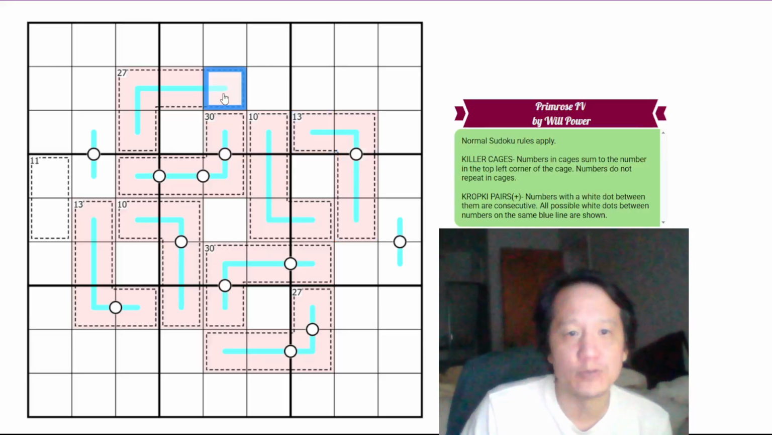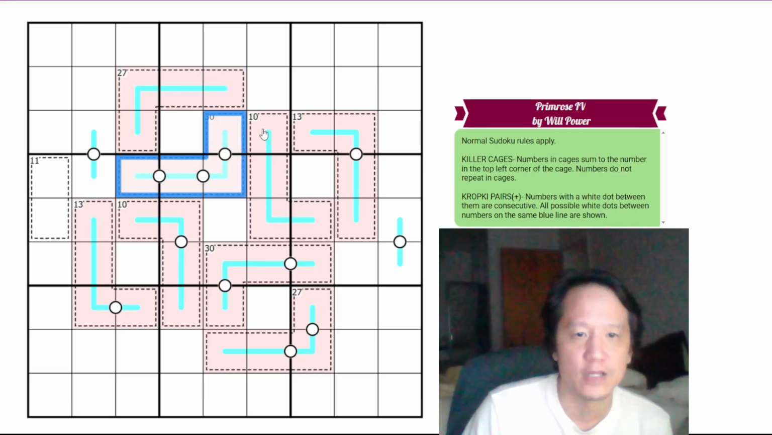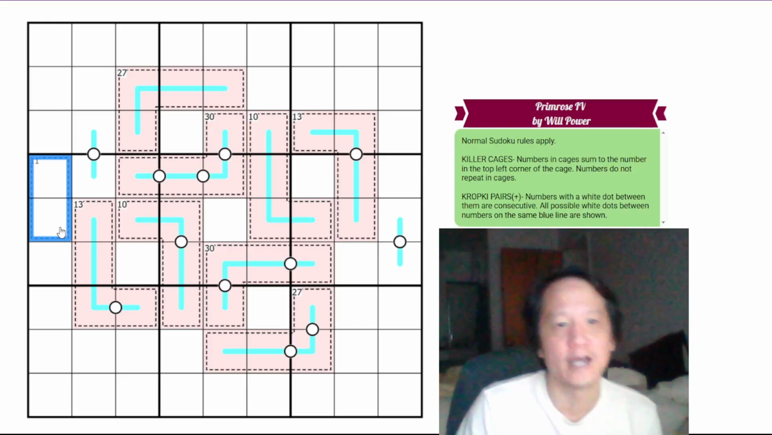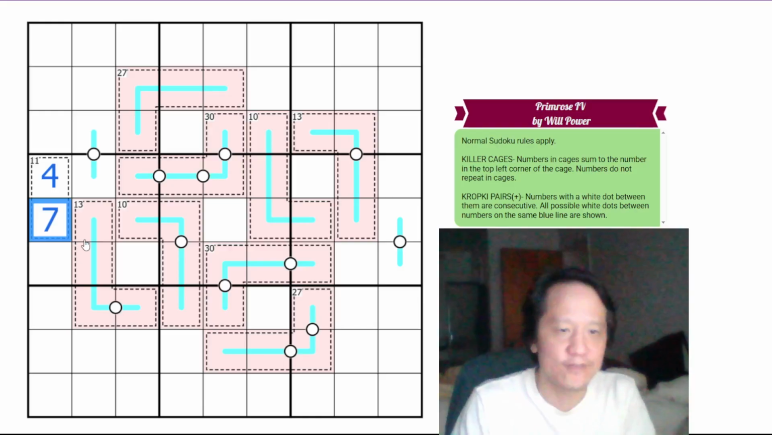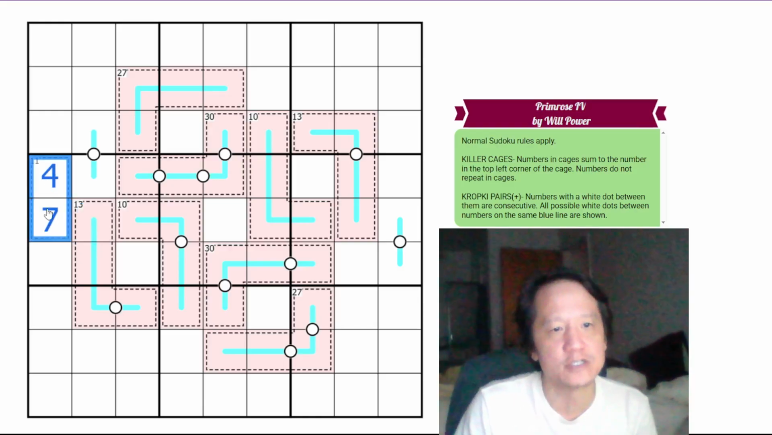So, for example, these 4 digits add up to 27, these 4 add up to 30, these 4 add up to 10, these 4 add up to 13, etc., etc. These 2 add up to 11. So as an example, if this were 4, this would have to be a 7 because these 2 digits must add up to 11. And that's an example of how killer cages work.